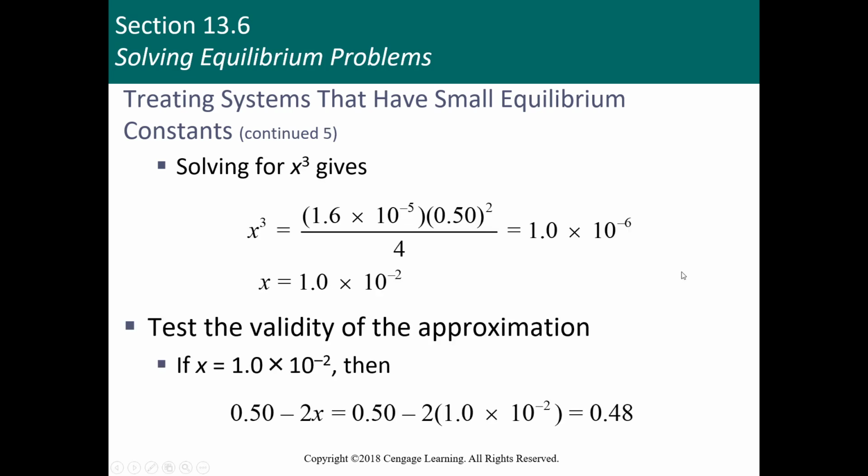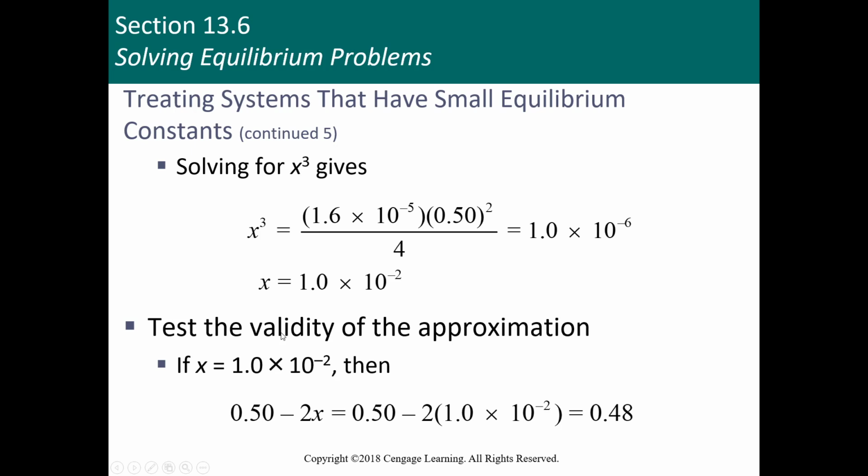Okay, so we have assumed that, right? Now, if we solve for that x cubed, then we get 1 times 10 to the negative 2. So we actually have to go back and test, was this a valid assumption? Whenever you make assumptions, you always should check reality, okay? Test if it's a valid assumption.